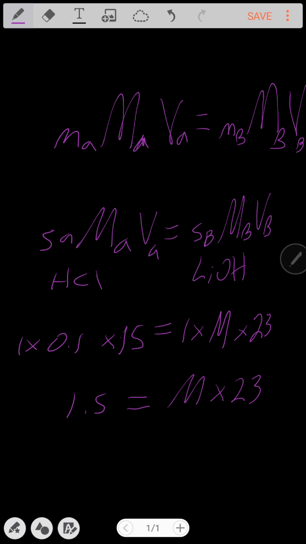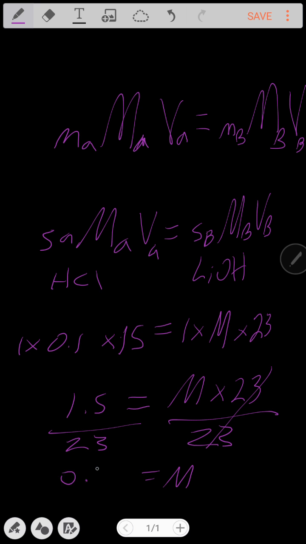Right? So now, using a calculator, what we need to do is divide both sides by 23, because this is being multiplied by 23. So divided by 23, that cancels out. Divided by 23, that means the molarity of my lithium hydroxide solution is 0.06.